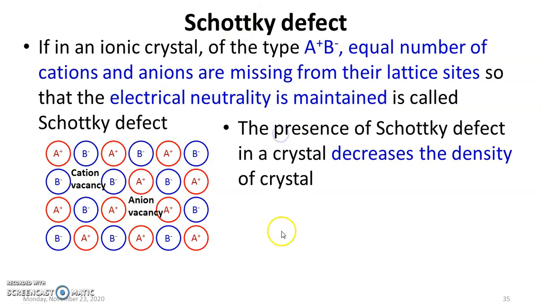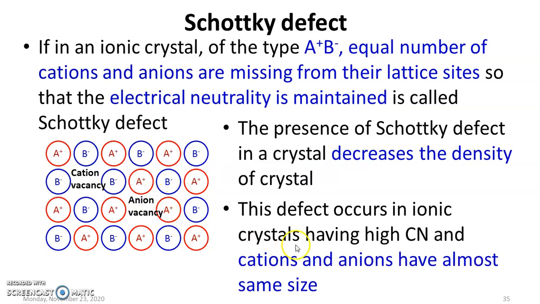The presence of Schottky defect in the crystal decreases the density of the crystal, and here there is a loss of equal numbers of cations and anions from their original positions. Why does the density of the crystal decrease? Because the missing cations and anions are not living in the crystal lattice, and therefore its density decreases. Again, equal numbers of cations and anions are missing, and therefore stoichiometry is maintained, and therefore Schottky defect is a stoichiometric point defect.